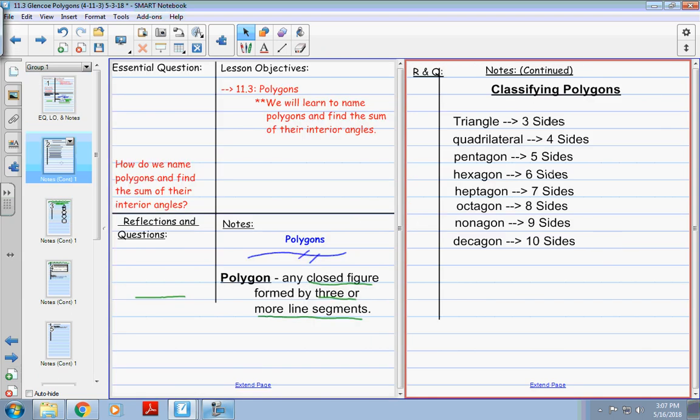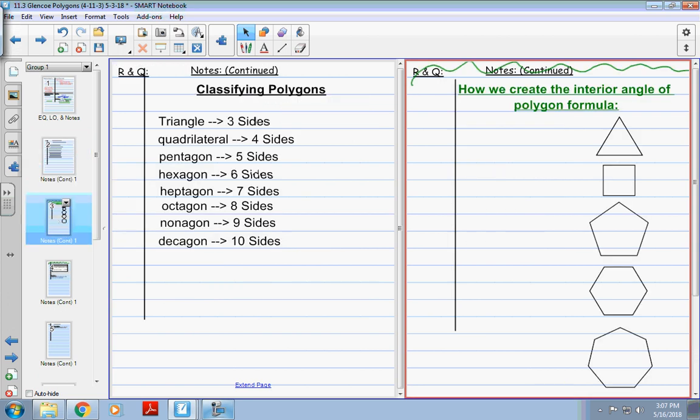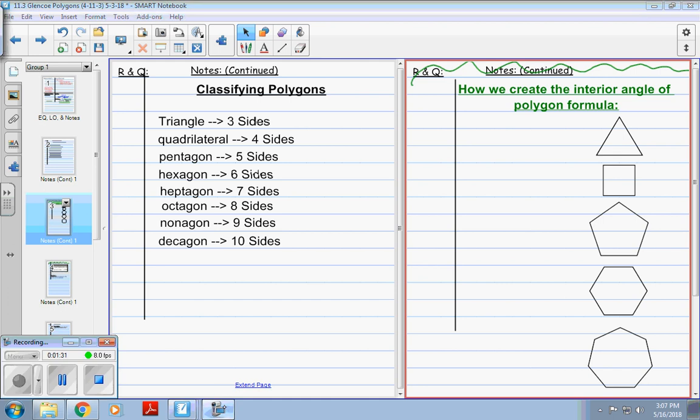So the first one you're going to copy down is this classifying polygons, so you understand some names of polygons. And also notice I have a squiggly line cutting off these captions, so make sure you're doing this from top to bottom on your note. But we're also going to talk about how we create the interior angle of a polygon formula, and I'm going to show visually how it's actually created. So pause here and copy down what you see.